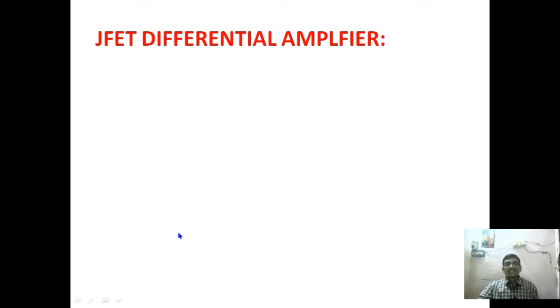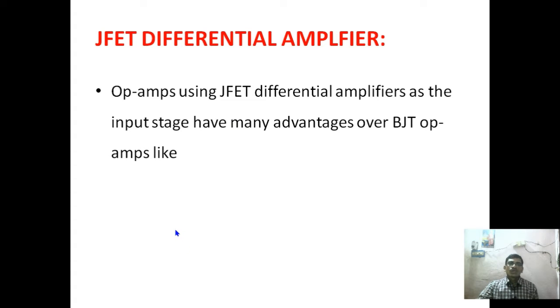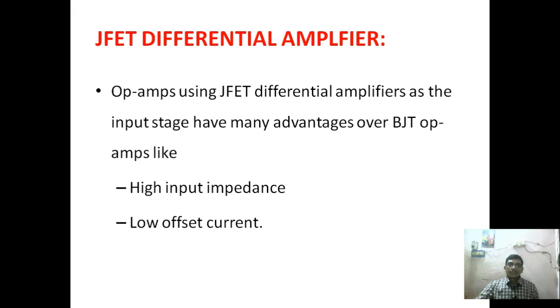Next we will see the JFET differential amplifier. Why are we going for JFET amplifiers? To improve the input impedance. Op amps using JFET differential amplifiers as the input stage have many advantages over BJT amplifiers, like high input impedance. The main reason for using a JFET is improvement in the input impedance. If the input impedance of our operational amplifier is high, then our amplifier circuit does not act as a load for the source. The loading effect will not be there for the source. That is the main advantage.